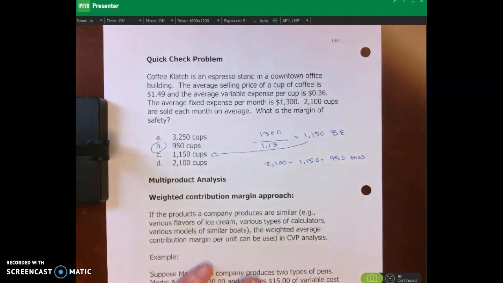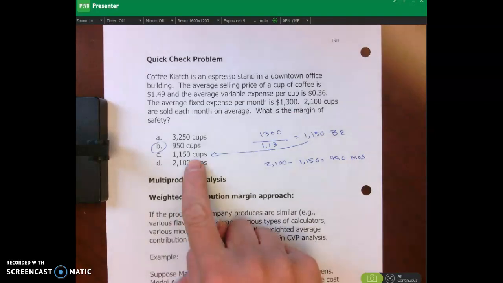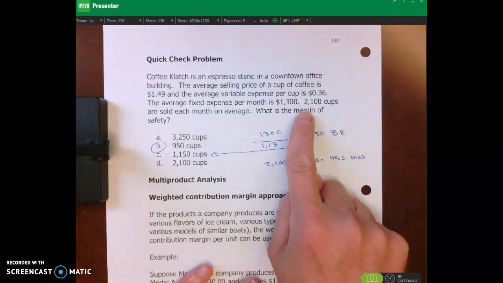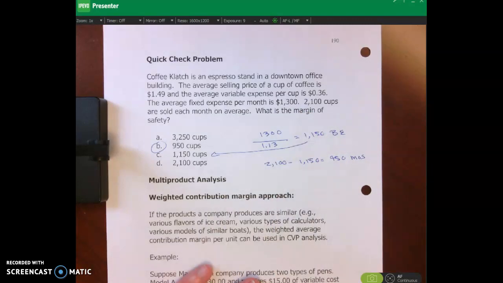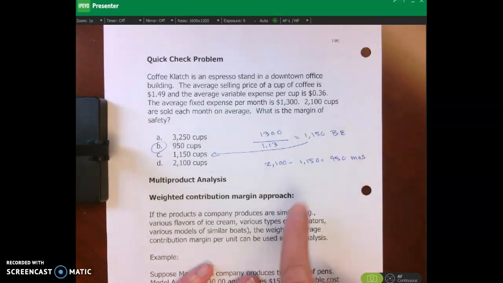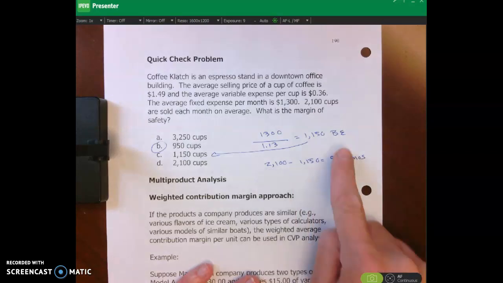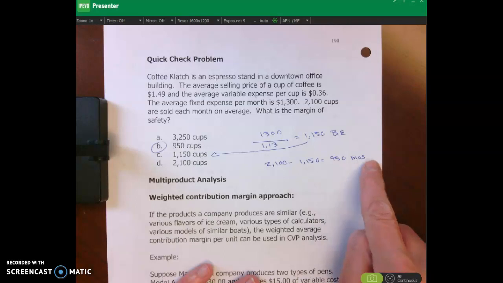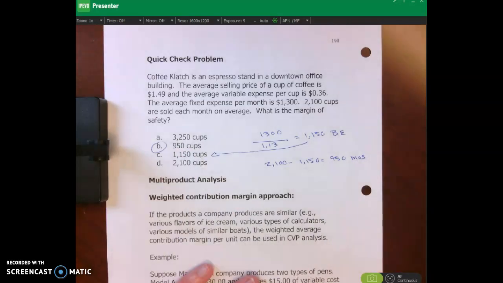Okay, so if you chose C, I gotcha. You got to read the questions carefully. It's not asking for break even, but margin of safety. So to calculate margin of safety, that's the amount of sales beyond the break even or in excess of the break even. So we're currently doing 2,100, right? 2,100 minus the break even, 950 cups. That's the MOS, margin of safety. That is the right answer. If you got that right, good for you.